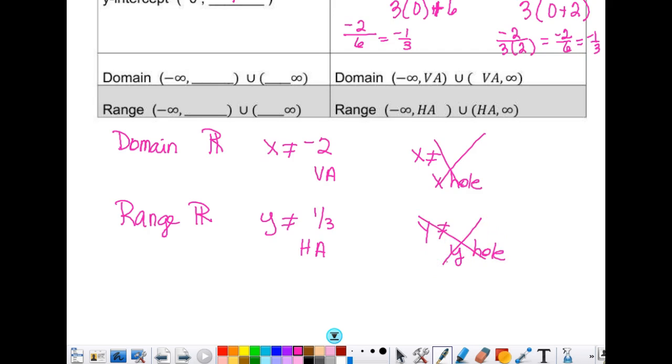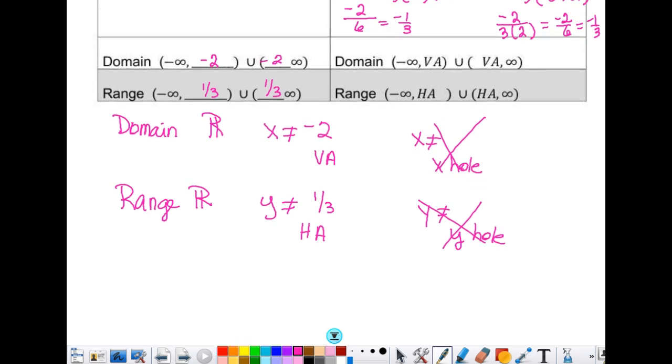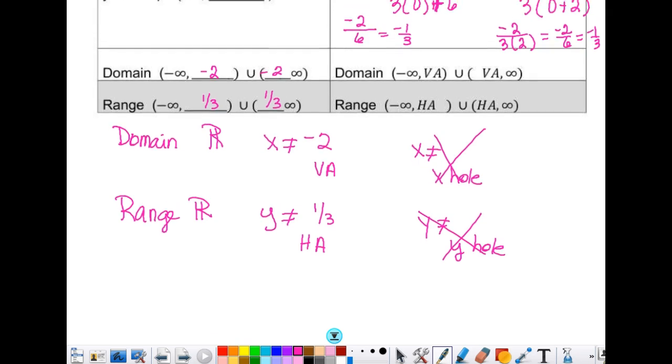And so they're saying right here, you put the vertical asymptote here, negative 2 and negative 2. You put the horizontal asymptote here, 1/3 and 1/3. I think it's easier to write it like this, but some test questions might have it written like that. So I want to show you both ways. Right now you're probably feeling a little confused, a little overwhelmed. This will all get better tomorrow, when you have a day's worth to do it.